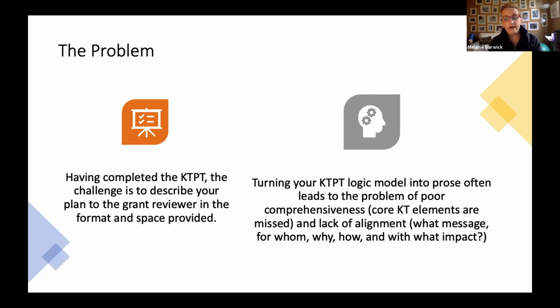Or you don't have alignment, and I'll talk a bit more about alignment, but essentially it's that notion of what message, for whom, why, how, and with what impact. Because your messages are tailored to particular knowledge user audiences with particular goals in mind that map to particular strategies and evaluation metrics. You might have a different stream running for different knowledge users. And so it's important to reflect that in the knowledge translation plan and the story that you tell.